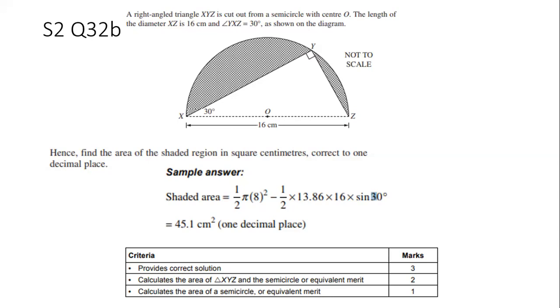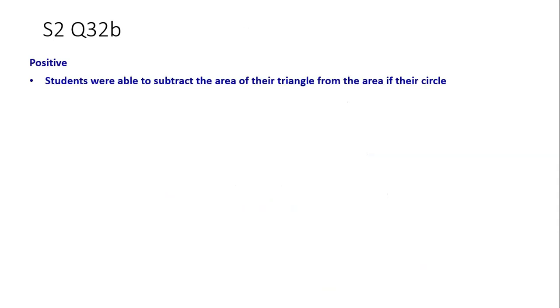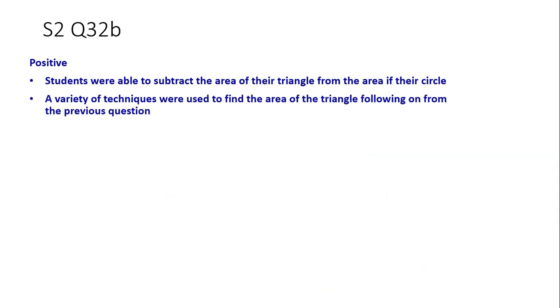But the good thing is a lot of the kids did identify that it was the semicircle minus the triangle. And if they're able to work out the area of their semicircle minus the area of their triangle, they were still able to achieve because they understood what they were meant to do with this question. All right, so the positives were they were able to identify the area of the triangle and area of the circle and subtract them, which was good, in the right way. A variety of techniques were used to find the area of the triangle, which was perfect.